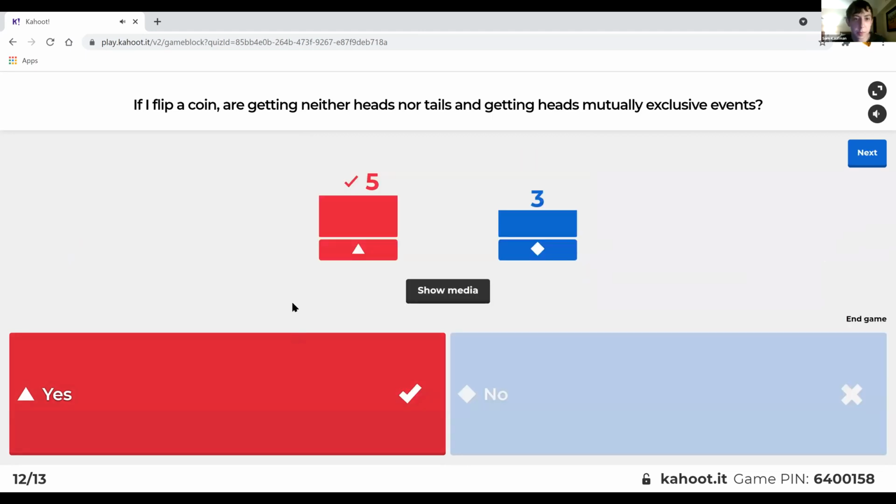Yeah, so because we'll never get neither heads nor tails in the first place, this event will be mutually exclusive with every event because this event can never happen at the same time as another event. So they are mutually exclusive.